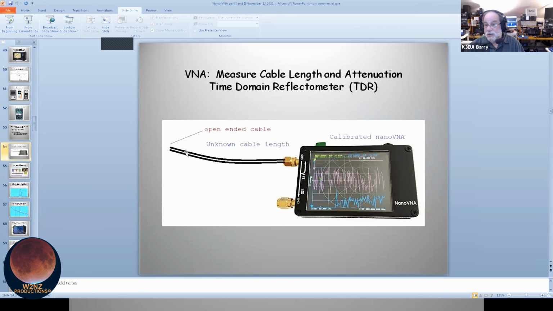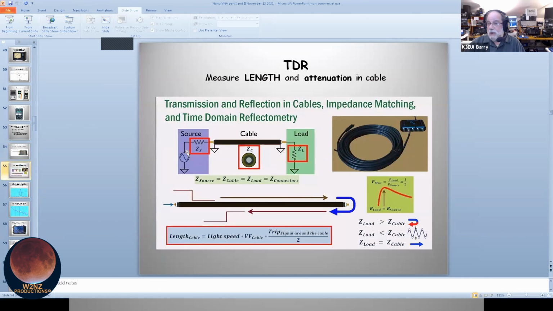What if I attach this to an unknown cable? I can do what's called a time domain reflection, TDR, fancy word. It means I send a signal down and wait to see what comes back, a TDR. I can actually do that with a signal generator and oscilloscope. I used to do it that way, but this little device does it faster and better. Essentially, what I can do is measure the length of an unknown piece of coax.